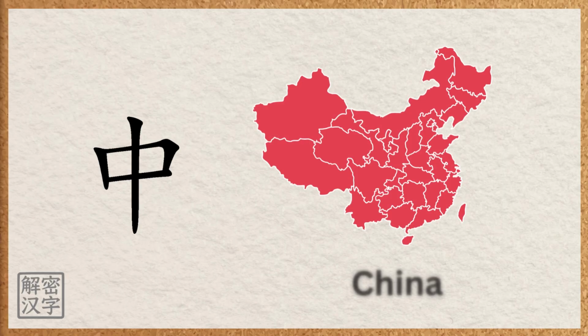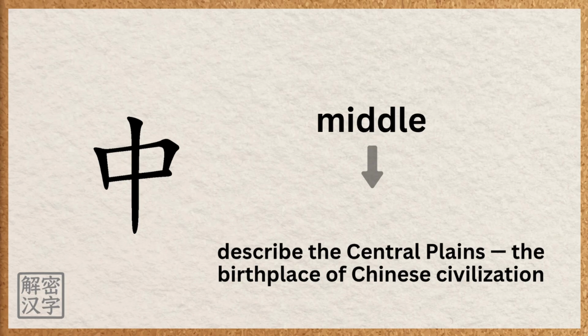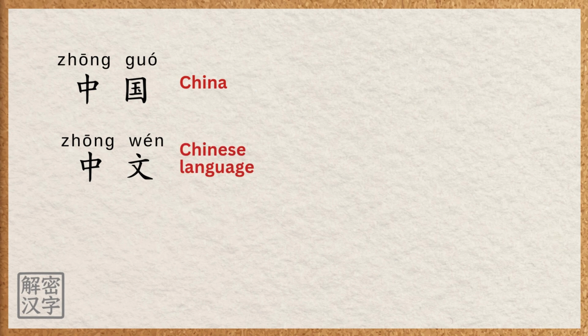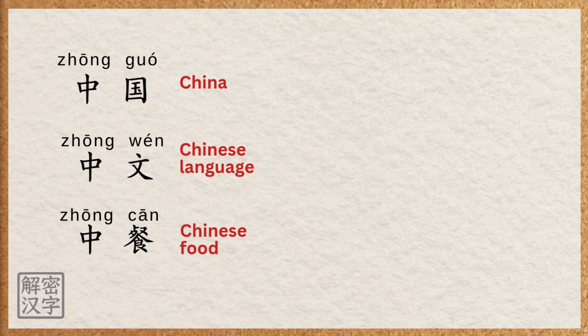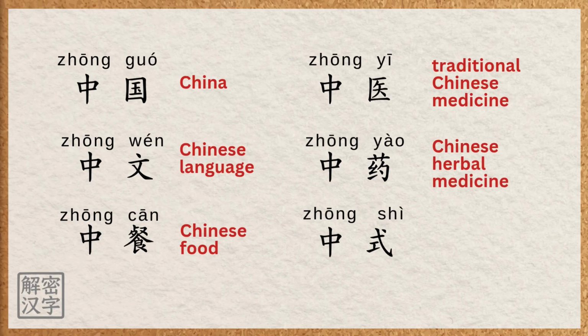Here's something interesting. The character zhōng can also refer to China. In ancient times, zhōng, which means middle, was used to describe the Central Plains, the birthplace of Chinese civilization. And that's why today, Chinese people still use zhōng to stand for China. For example, 中国 means China. 中文 means Chinese language. 中餐 means Chinese food. 中医 means traditional Chinese medicine. 中药 means Chinese herbal medicine. 中式 means Chinese style. Did you get it?